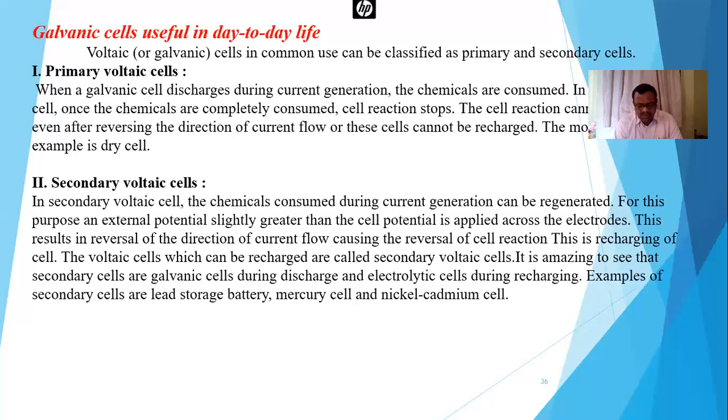The cell reaction cannot be reversed even after reversing the direction of the flow of current, so these cells cannot be recharged. The most familiar example of this type of primary voltaic cell is a dry cell.